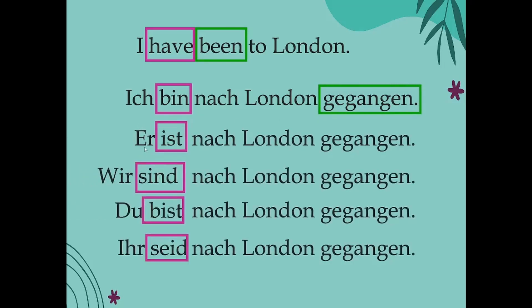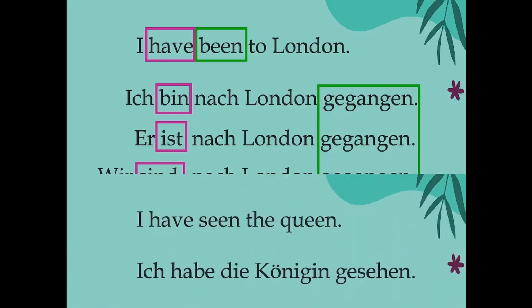So if you want to say about a man, or male gender, then er ist nach London gegangen. And if you want to say we, then you will say wir sind nach London gegangen. If you want to say you, du bist nach London gegangen. So if you see, the SEIN verb is getting conjugated in the sentence, and gehen, gegangen, remains the same.